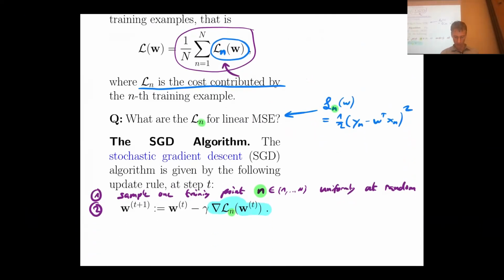If you only look at this one point every step, then you have much less work to do to compute this object. This object is the gradient, or in this case, sometimes we just call this whole thing G, and we say this vector is a stochastic gradient.